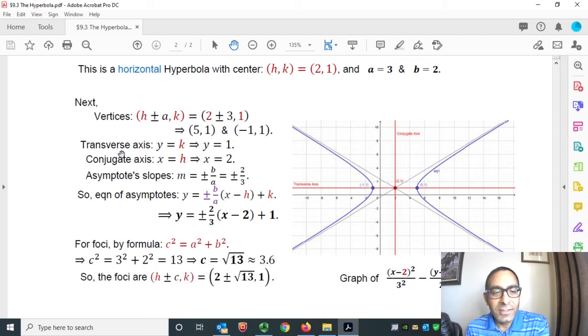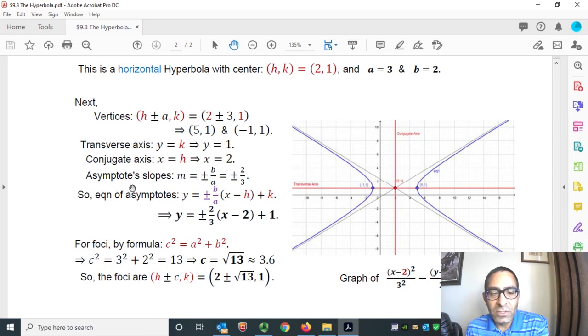Similarly, next, the transverse axis is y equals k. Since k is 1, the equation of the transverse axis is y equals 1. So that is this horizontal line here, which is parallel to the x-axis. Similarly, the conjugate axis is x equals h. h is 2. So the equation of the conjugate axis is x equals 2, which is this vertical line, parallel to the y-axis.